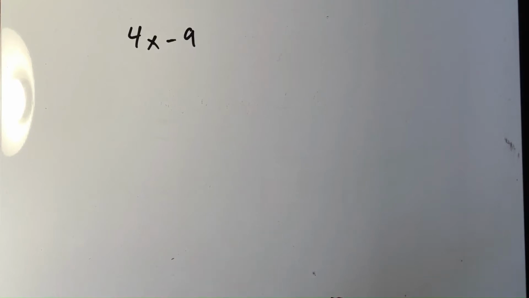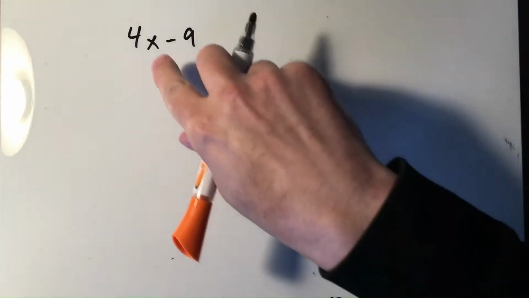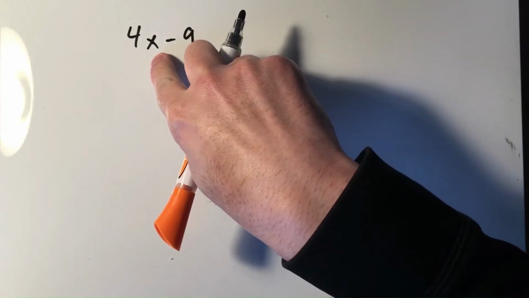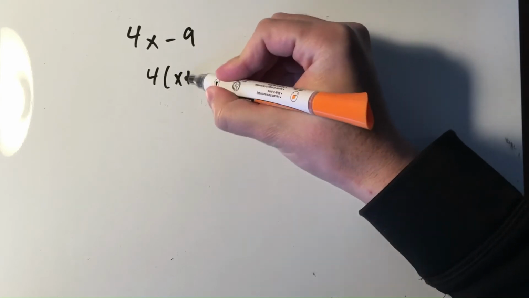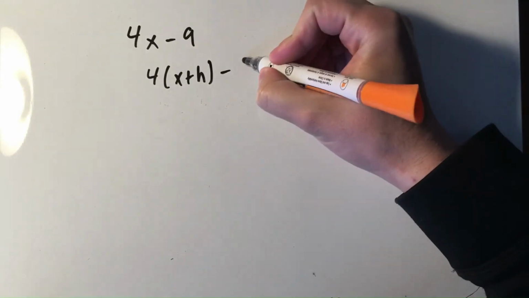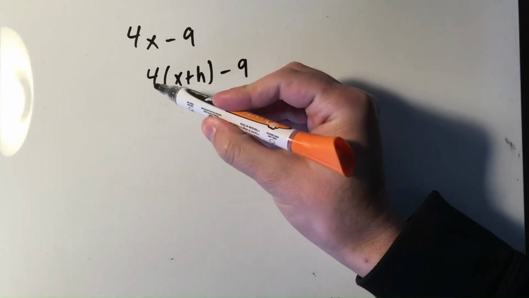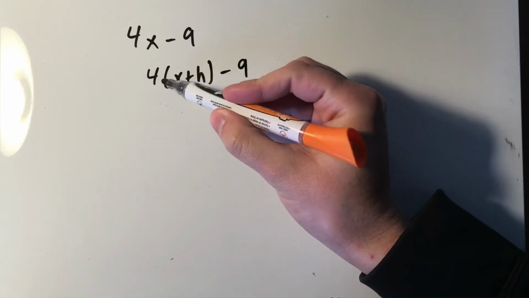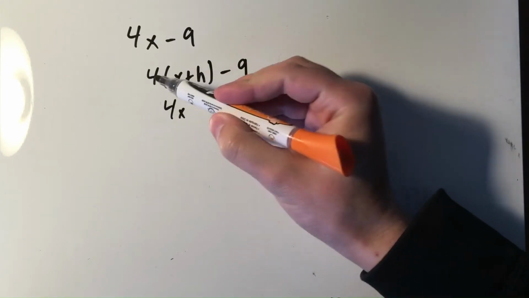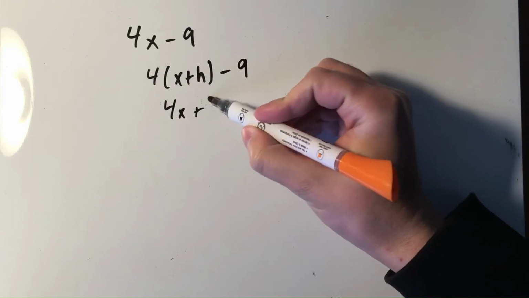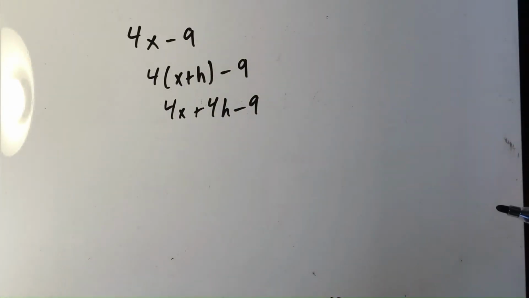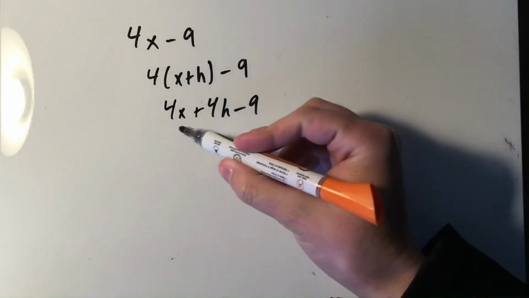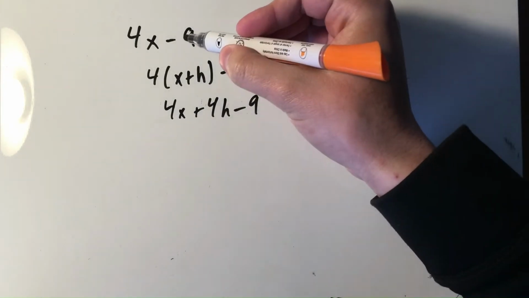Let's look at this example, 4x minus 9. So first step, we have to replace this x with x plus h. So let's put 4(x plus h) minus 9. Now let's distribute this 4. It's going to give us 4x and then 4h minus 9. Now the second step is to subtract this by the original function.